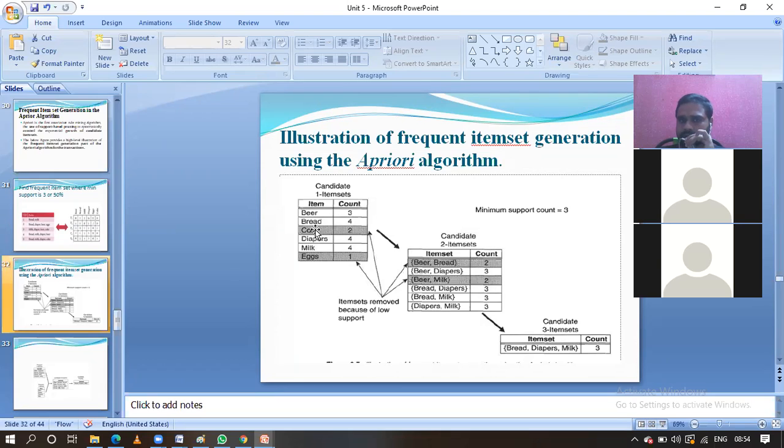If you observe here, guys, cola and X will not appear in the two item sets and three item sets. They were eliminated in the candidate 1 item set itself, because their support count is less than 3.